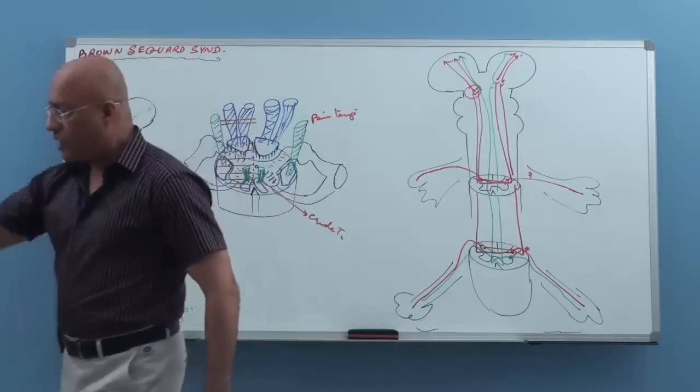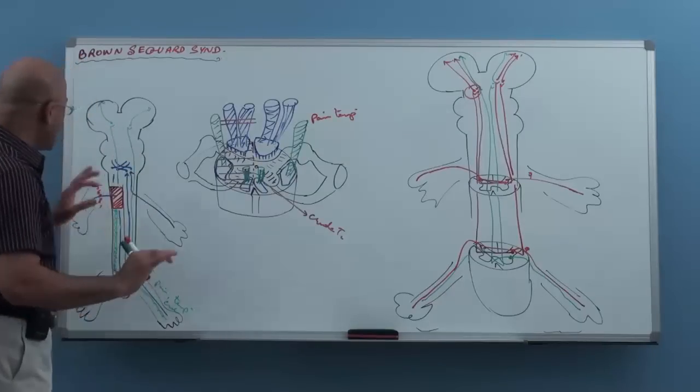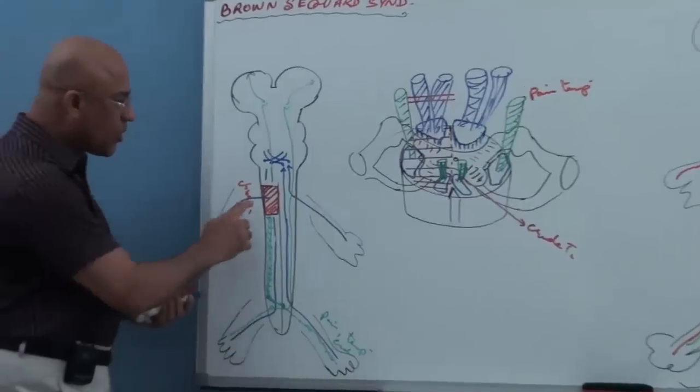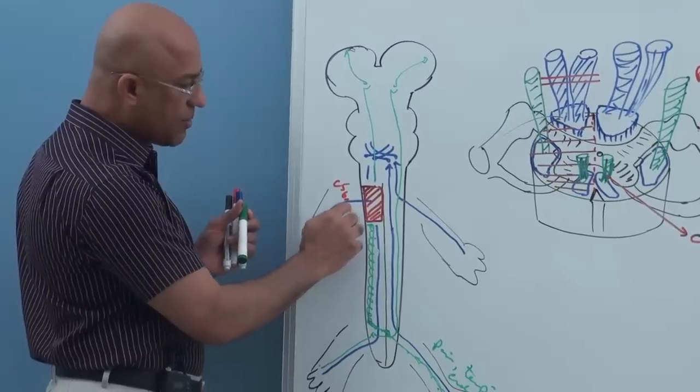Now, look at the level of lesion. I'm just dealing with the sensory system now, right? At the level of lesion, what happened? Below the level of lesion we have seen. What happens at the level of lesion? At the level of the lesion, what were these fibers entering?